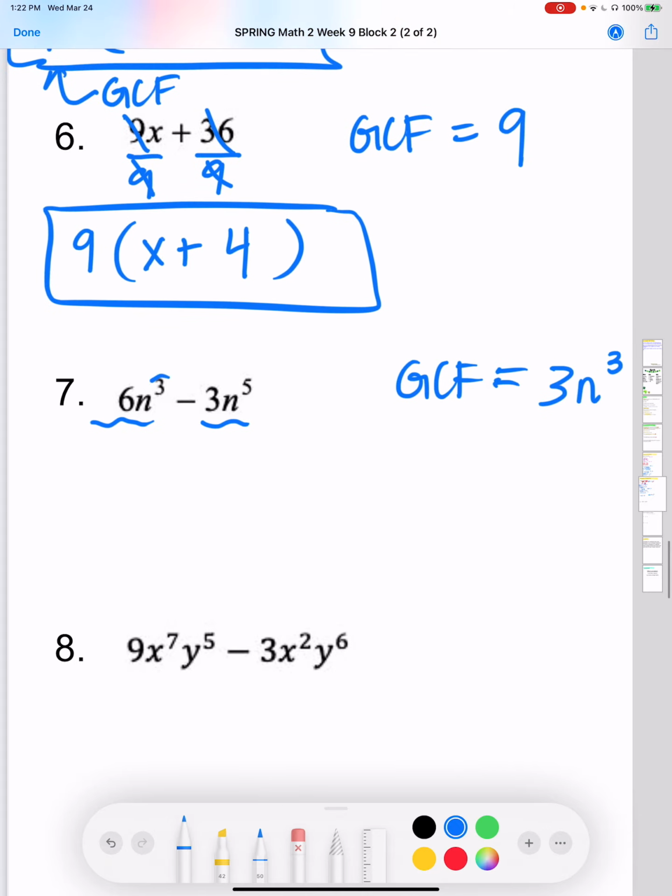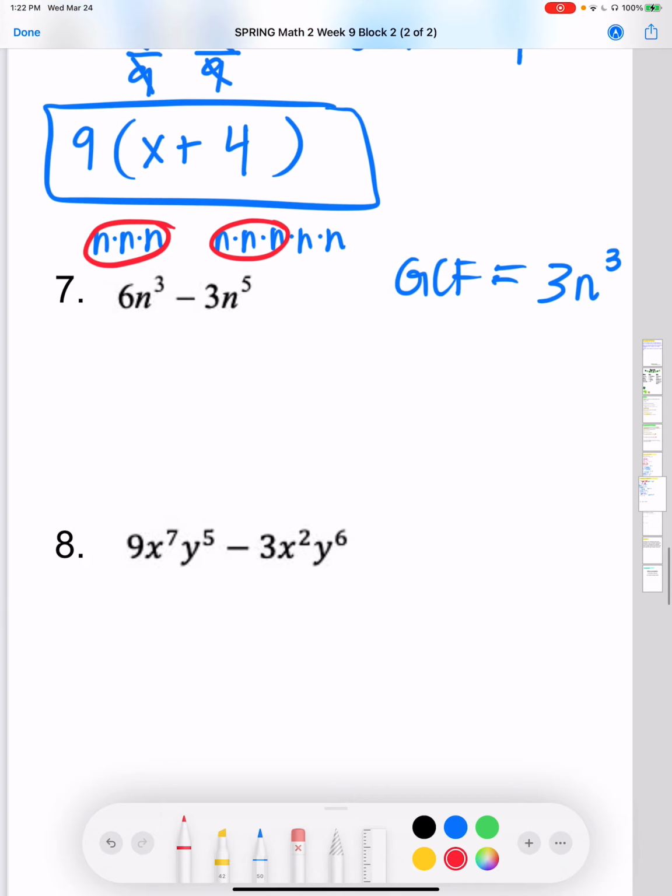Because remember, here I have 3 n's multiplied, and for the second one, I have 5. So I can only take out 3 from each. You need to make sure that you can take out that many. I can't put something like n to the fourth because I wouldn't have enough with my first term. So let's write down what we're left with after we divide. Let's divide each term by our GCF, 3n cubed.